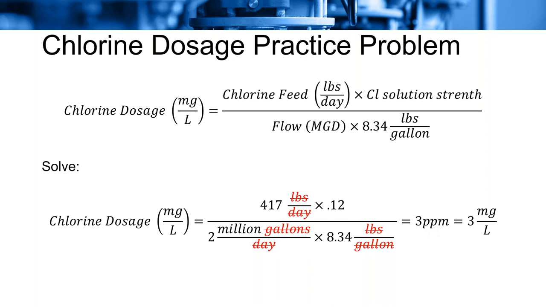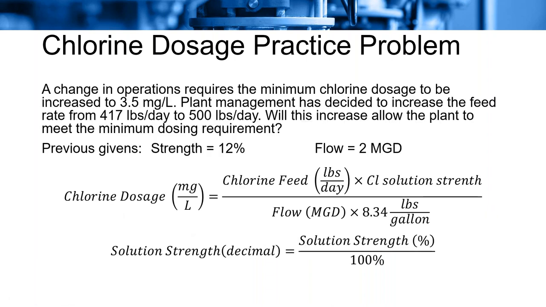Okay, so now that we ran through that problem, we're going to do another practice problem, and we'll have you guys solve it. The problem reads: a change in operations requires the minimum chlorine dosage to be increased to 3.5 milligrams per liter. Plant management has decided to increase the feed rate from 417 pounds a day to 500 pounds a day. Will this increase allow the plant to meet the minimum dosing requirement?